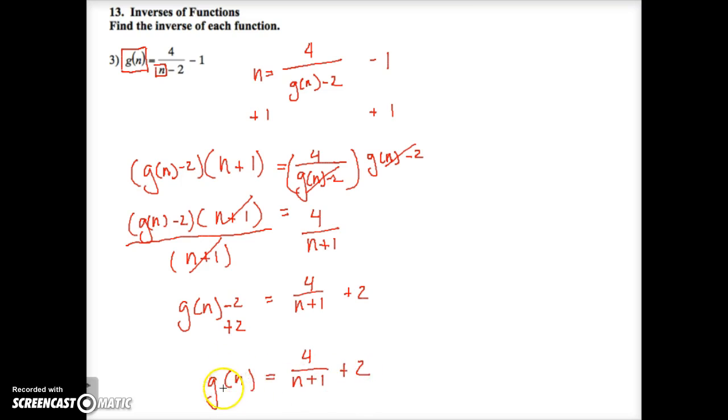And now we designate the inverse by putting this negative 1. So this is really the inverse, okay? Inverse of g is what this notation stands for, okay? And this is what the inverse is of that function.